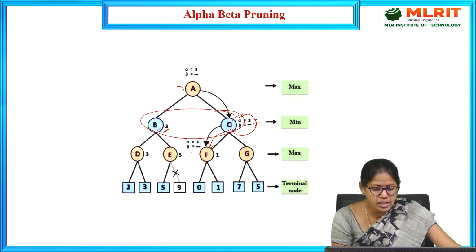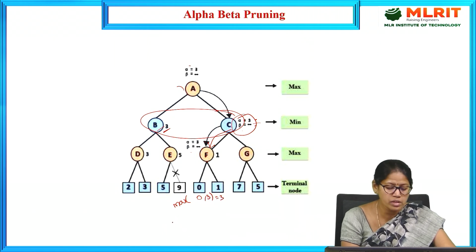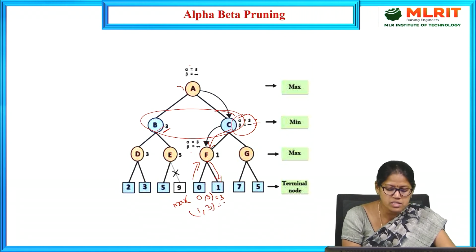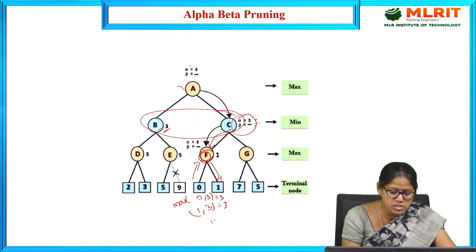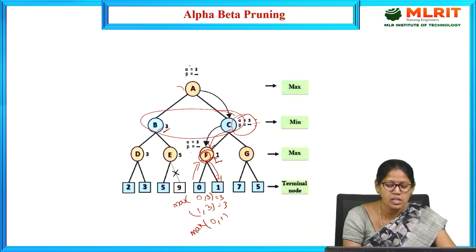Now it will take the max level. First it will take 0. So the max of 0, 3. It will take 3 only, so it is not 0. Next it goes to 1: max of 1, 3 is still 3. Alpha is 3. But what is the value of F? Out of this 0, 1, which one is the maximum value? That will be assigned to F. So F node value is 1. Next it will go back, backtracking to C.